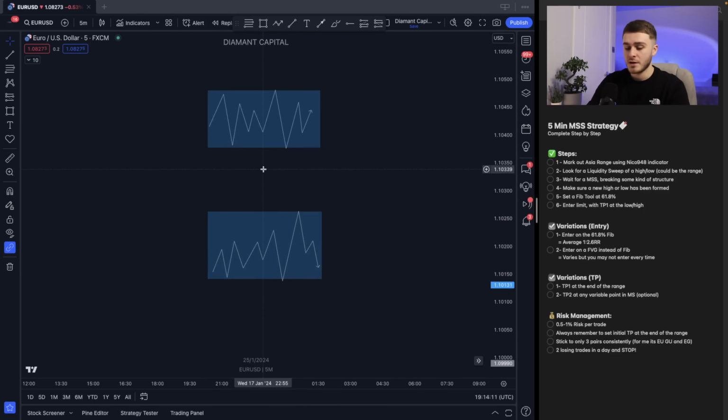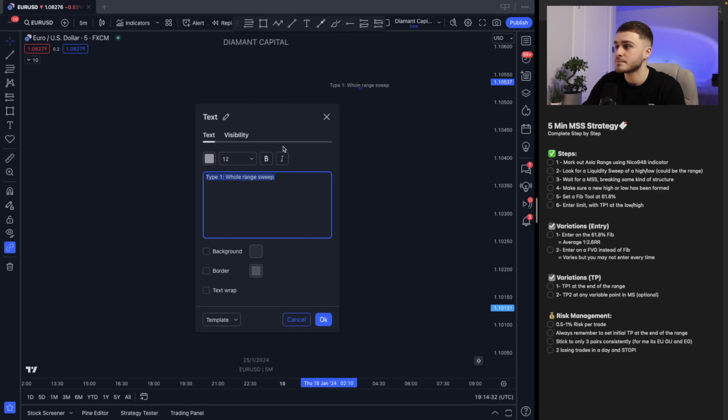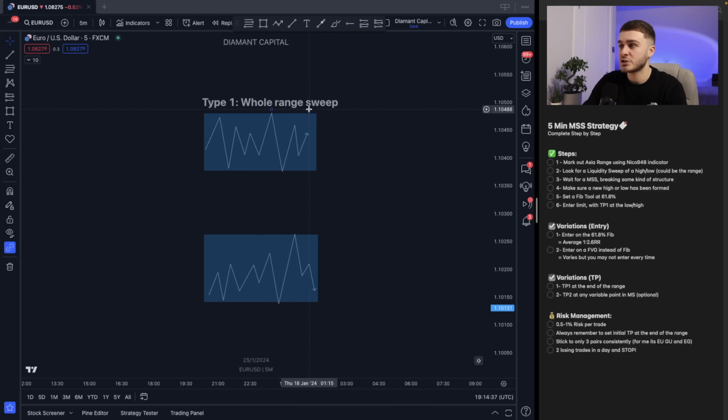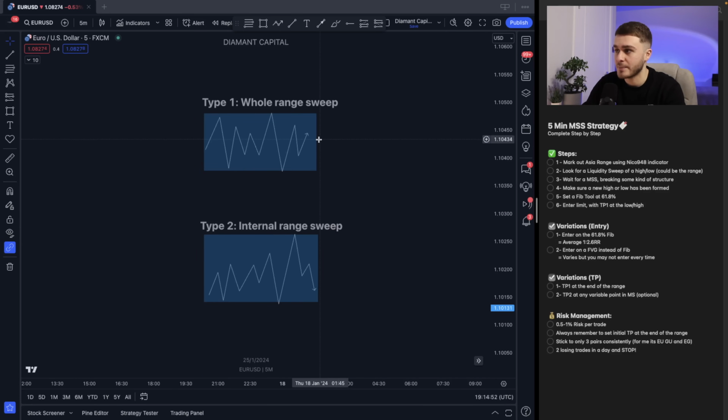Now, when it comes to this, you're going to have two types of liquidity sweeps that could happen. Type 1 will be the whole range sweep. Then we also have type 2, which is going to be the internal range sweep. Now, what I mean by this is this over here.